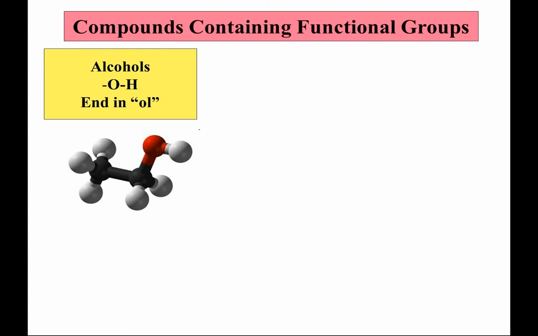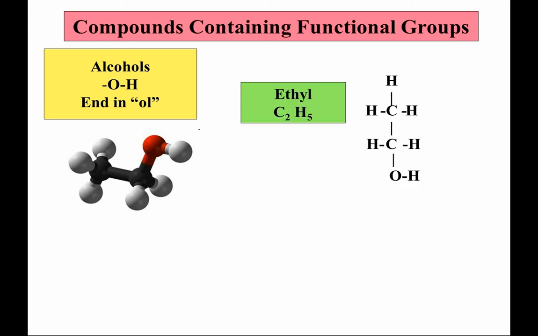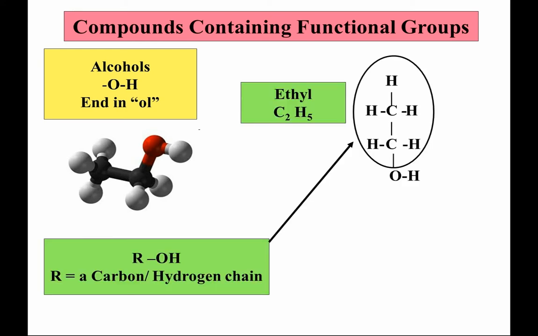Carbon chains containing an OH group, or hydroxyl group, end in OL and are referred to as alcohols. Here's an example of a simple alcohol, ethanol. Why eth? Well, it has 2 carbons. The ethyl group is C2H5, and if I represent the carbon chain with R and put an OH on the end, this represents a typical alcohol.